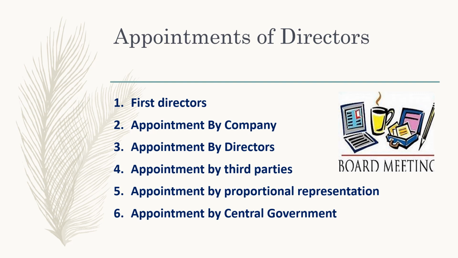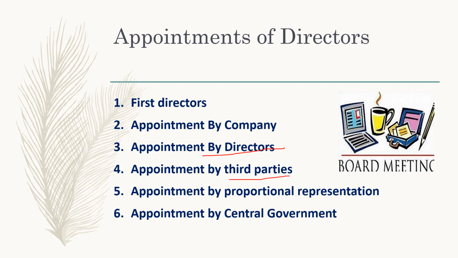For example, if a company wants to appoint 10 directors in the company, then out of these, two-third will be appointed by the shareholders. Then appointment by directors: the directors who are already appointed can appoint other directors, like additional directors or alternate directors, or if any director resigns or dies, they can appoint another director.